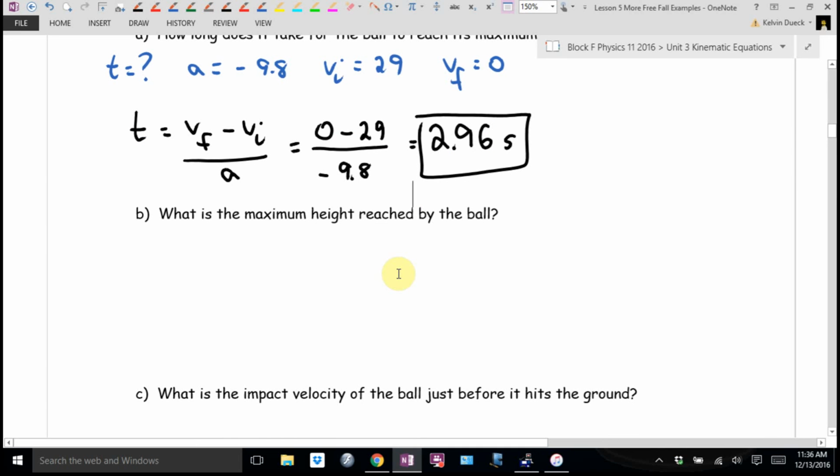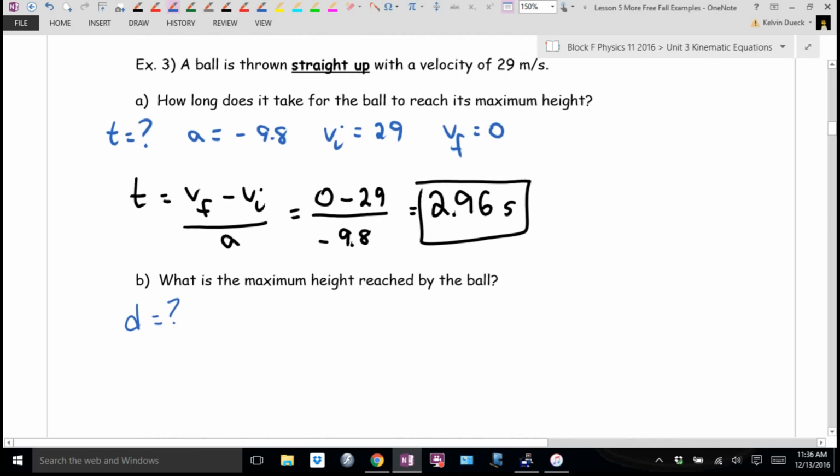What's B want me to find? Maximum height, Jaden, are we still at the very, very tippy top? Say yes. Yeah. In other words, part A and part B are both at the same spot. I'm not going to relist my data. It's the same data. You can write A equals negative 9.8, VI equals 29, VF equals 0. Can you find for me an equation that has D? And if you can, try and use those. Try and avoid using time. There is one.